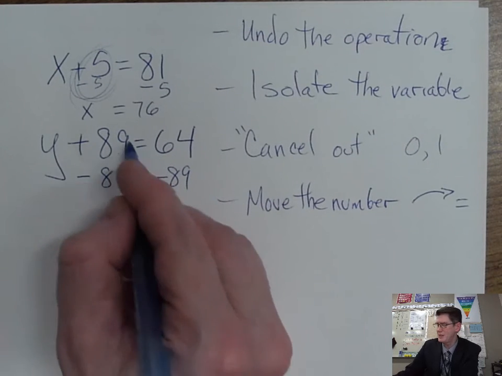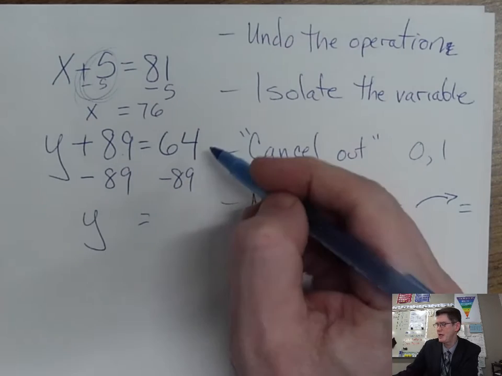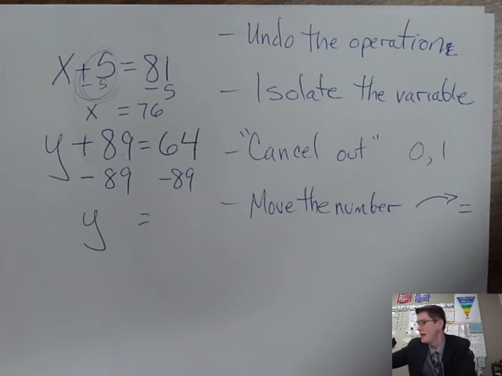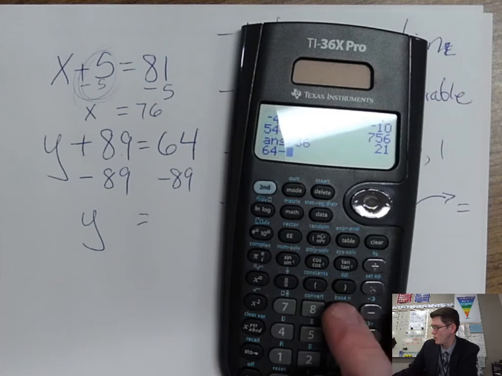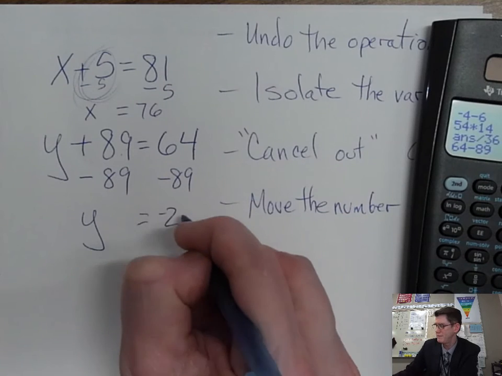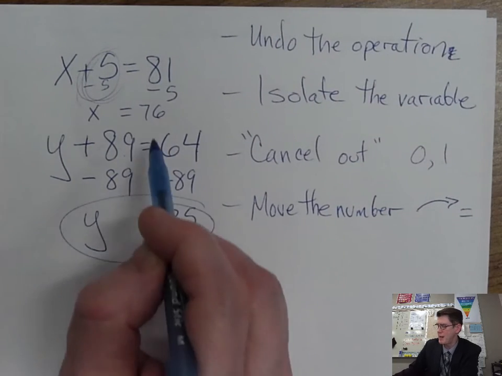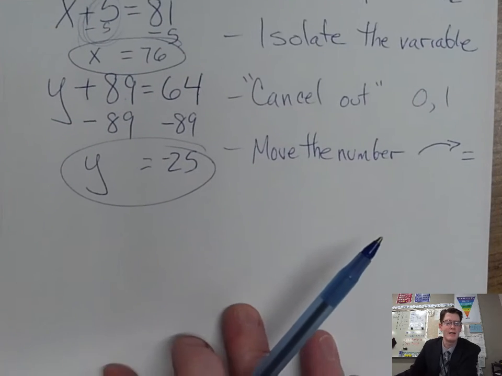Because that means this goes to 0 and y is all by itself. And then y equals whatever your calculator says. 64 minus 89 is negative 25. To do this step, to get these variables all by themselves, we're just undoing whatever's on the variable.